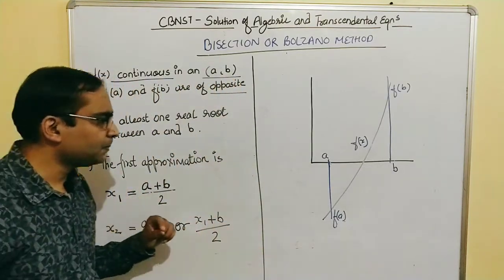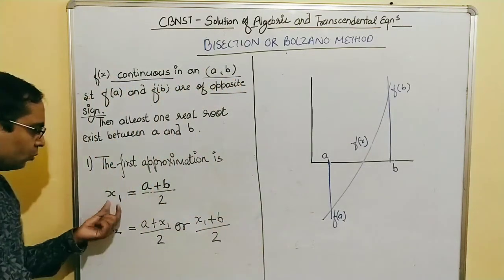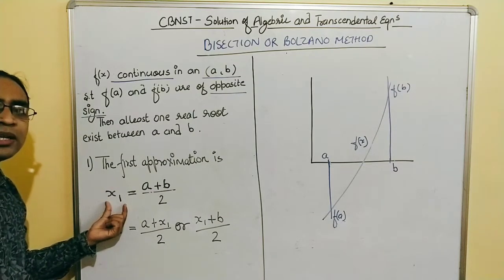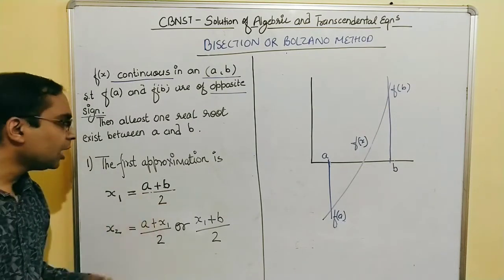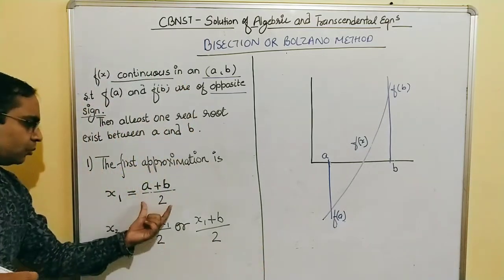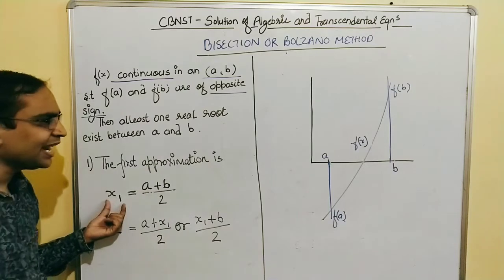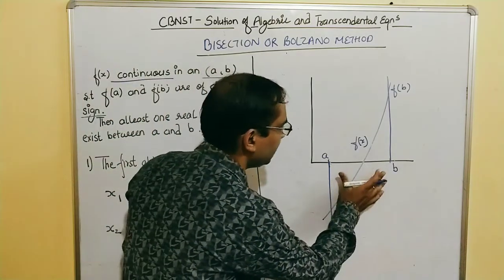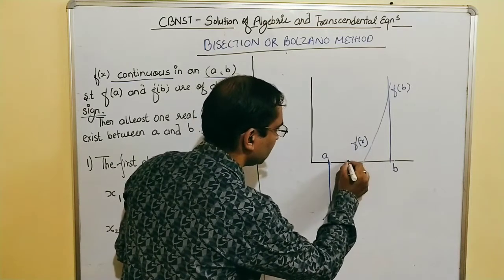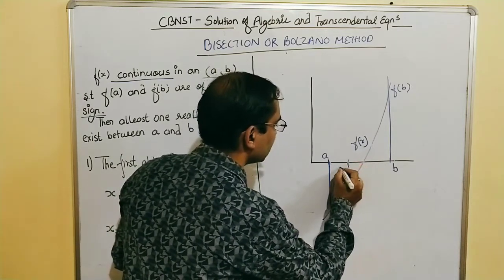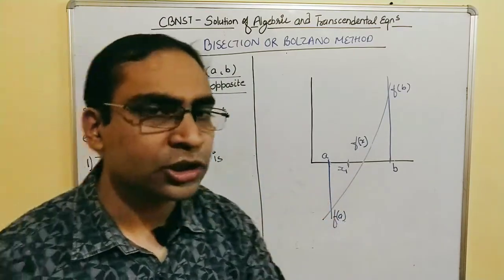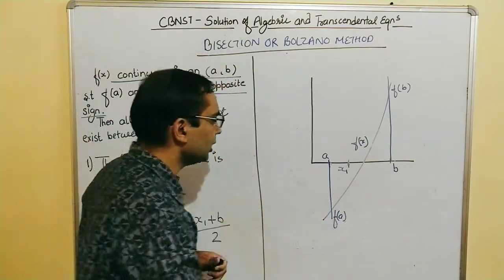So if we apply this method, what will be our first approximation? The first approximation is given by (a plus b) upon 2. So we achieve (a plus b) upon 2, and we get this as x1. If we do (a plus b) upon 2, it comes at this position, here, x1. This is our first approximation root, known as x1.